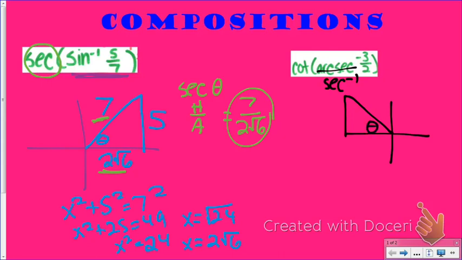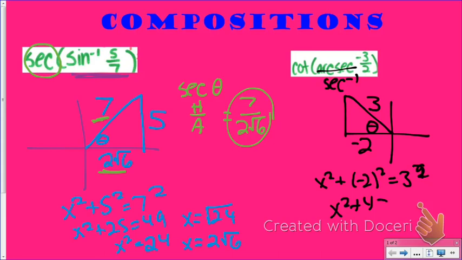So my hypotenuse over my adjacent is 3/2. So I can do Pythagorean theorem again to get my missing side. So I'm going to get that x is going to equal the square root of 5. So there's my missing side. So now all I'm going to do is look at that picture. Now that that's all filled in, I found my theta.